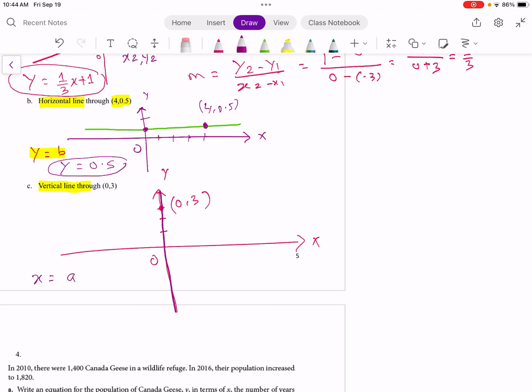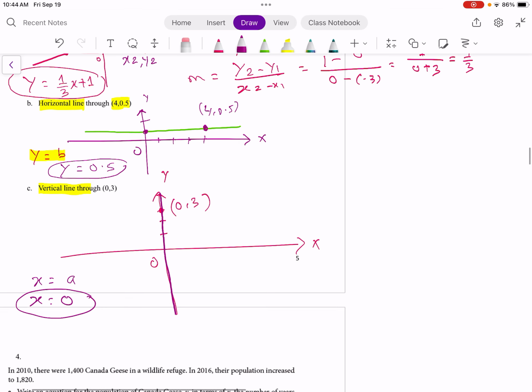Now we have this vertical line. At what point does this vertical line cross our x-axis? 0. So x equals 0 is the equation of this vertical line.